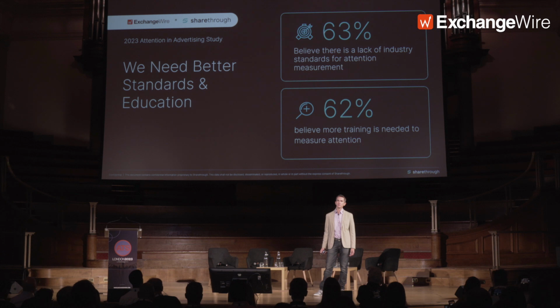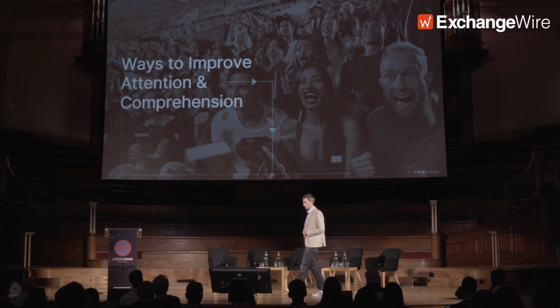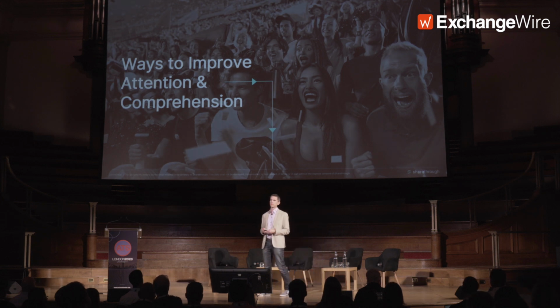And if you think about those different metrics on the last slide, we have a standard for viewability, but we really don't have standards for things like time in view or eye tracking. We're really relying on bespoke vendors to construct those metrics for us. But they're still valuable. So in that context, how can we improve attention and comprehension?